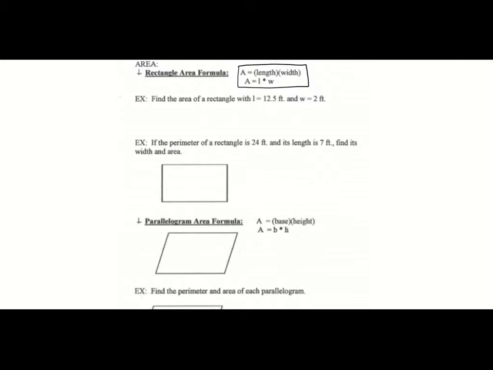So in our first example, if we have a rectangle with a width of 2 and a length of 12.5, our area is going to equal 12.5 times 2, which is 25 feet squared. Those units are feet squared.